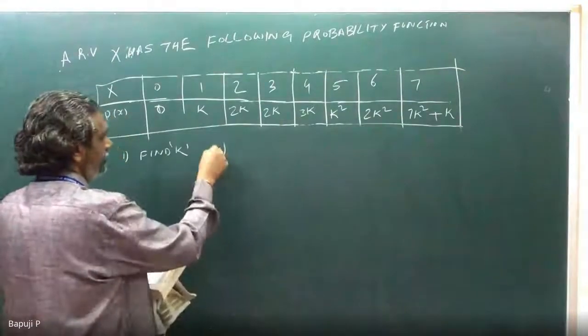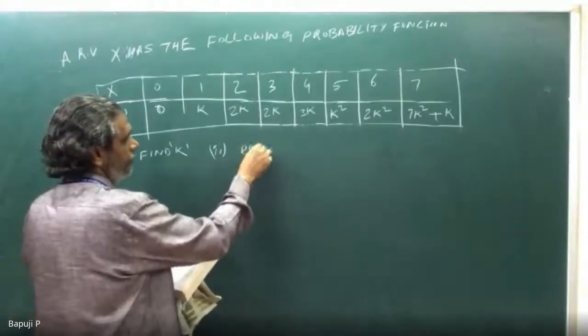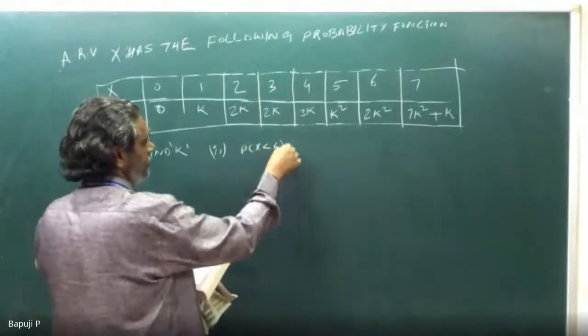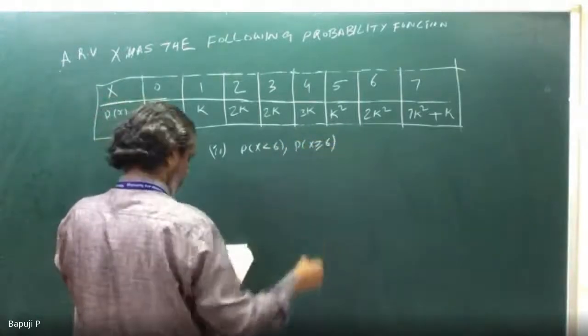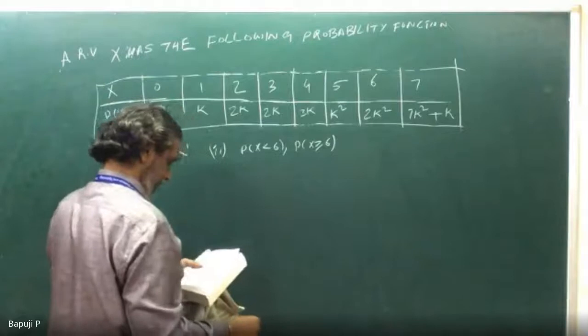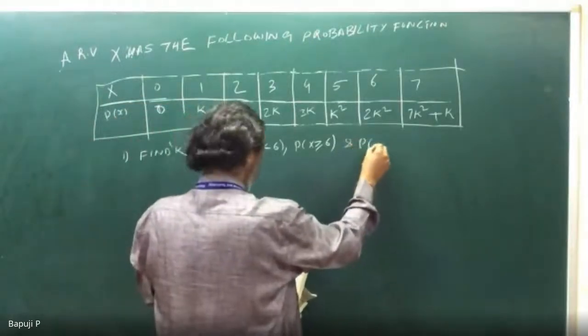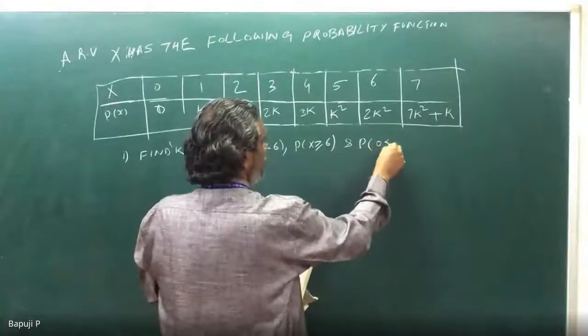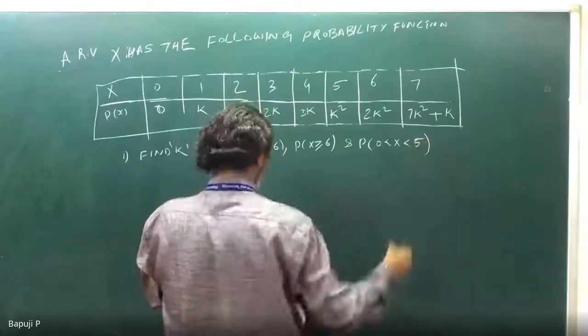Second question: P of x less than 6, P of x greater than or equal to 6, and the probability of 0 less than x less than 5.